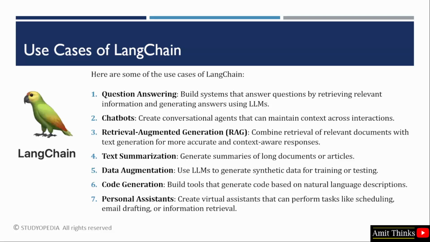Let us now see the use cases of LangChain. If you want to build a system for question answering, you can easily achieve this with LangChain. This will retrieve relevant information and generate answers. Easily create conversational agents that maintain context across interactions, like a chatbot. Implement RAG also with LangChain so that you can get text which is more accurate and based on your own documents. You can also summarize text, easily summarize long documents or articles with LangChain.